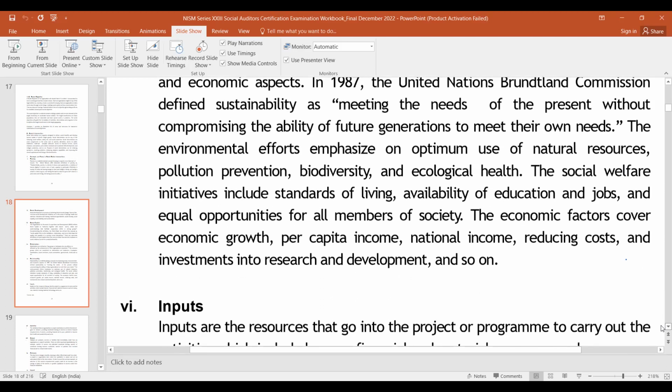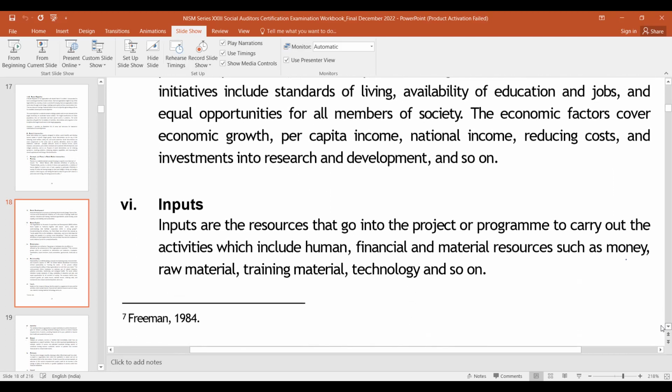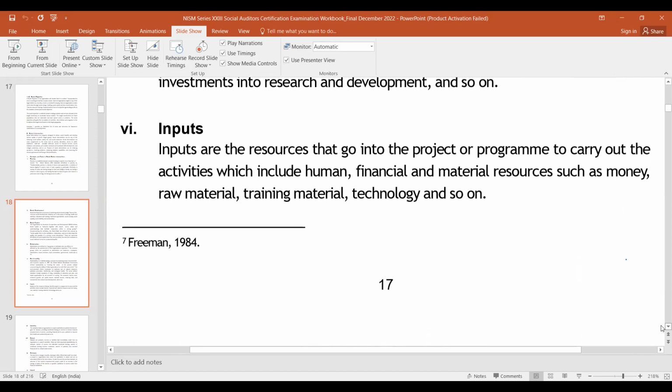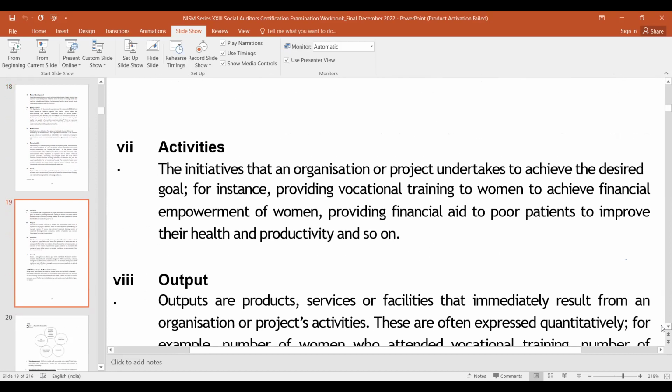Next point here, in case of social intervention, is inputs. Inputs are the resources that go into the project or program to carry out the activities which include human, financial, and material resources such as money, raw material, training material, technology, and so on. Next is activities. So initiatives that an organization project undertakes to achieve the desired goals.